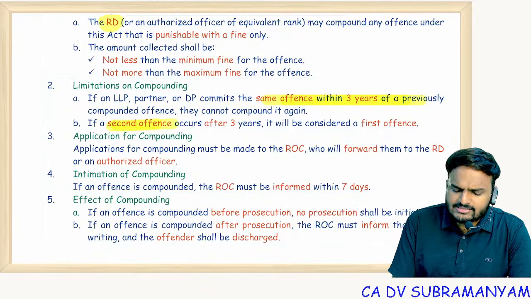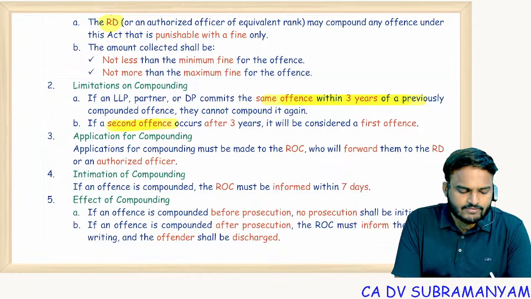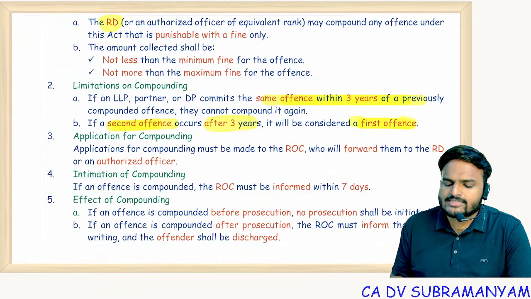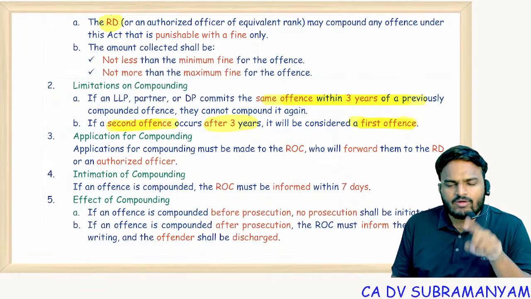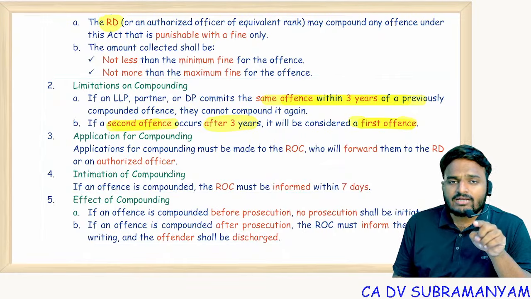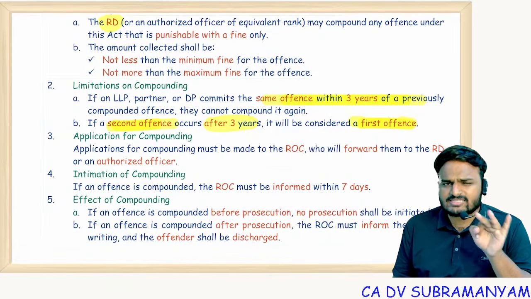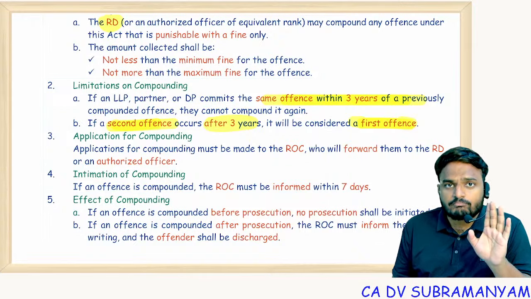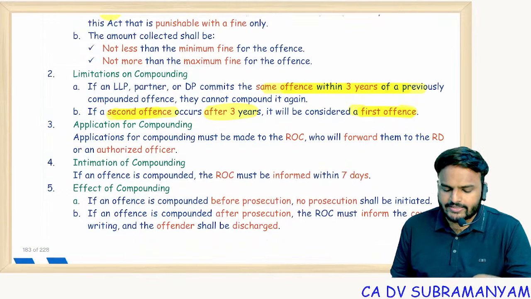If you commit second offense within 3 years, for the second offense or subsequent offense, you won't get the benefit of compounding. But if you commit the same offense after 3 years, it will be considered as first offense. So once you take a benefit of compounding for one offense, you should not commit that offense within the next 3 years. If you commit within the next 3 years the same offense, for the subsequent offense, you can't claim benefit of compounding. A detailed prosecution proceedings will be initiated.